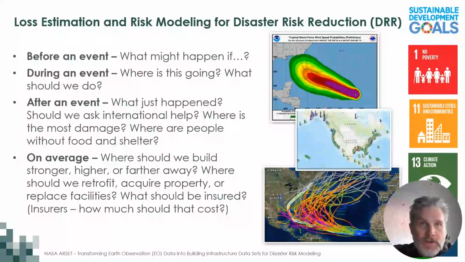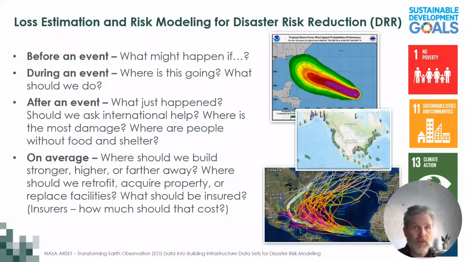So what we're talking about is exposure data used for disaster risk reduction. We call it loss estimation, risk modeling. Sometimes you hear CAT modeling used. These are things that are used to essentially help nations try to reach their sustainable development goals. And there are four main categories that you can think of that you might use these data.